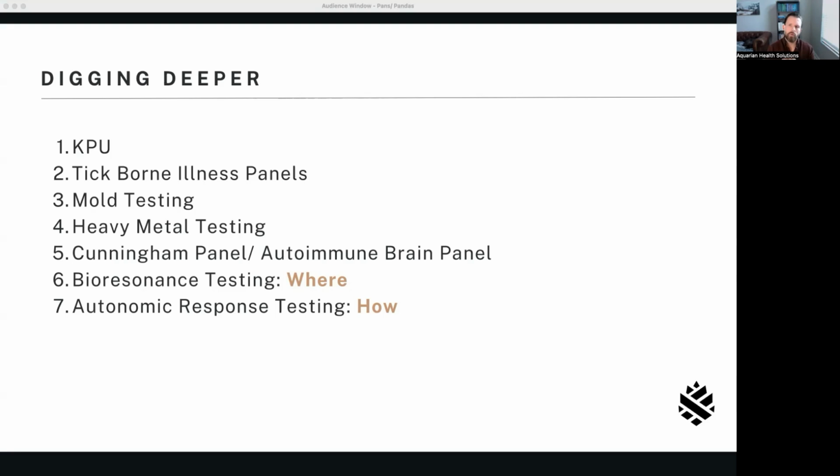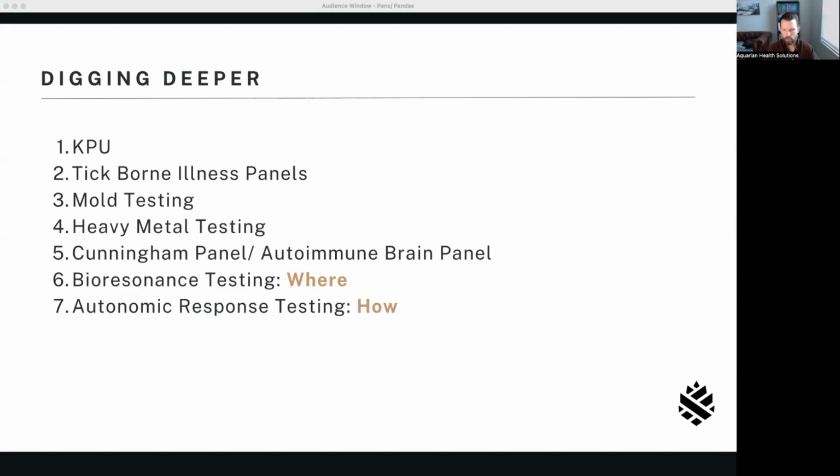And then we have to rule out or rule in any kind of tick-borne illness. So we use different types of tick-borne illness panels from different companies that are very good at picking up Borrelia, Babesia, Bartonella, all those things. Mold testing is very important as well. Heavy metal testing is important. And then we also do the Cunningham panel, or what's now called the autoimmune brain panel, to look exactly and see what kind of autoimmune processes are going on in the brain.